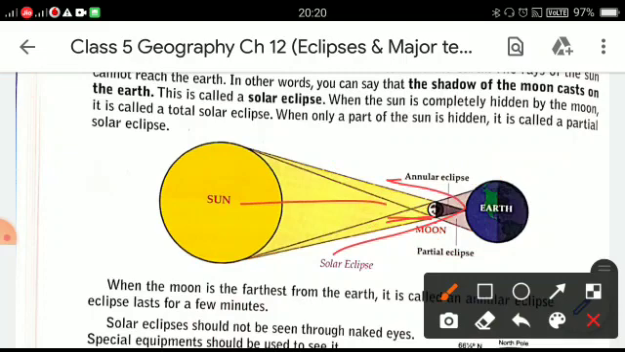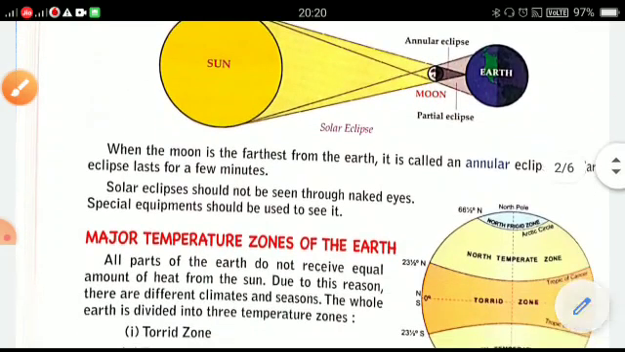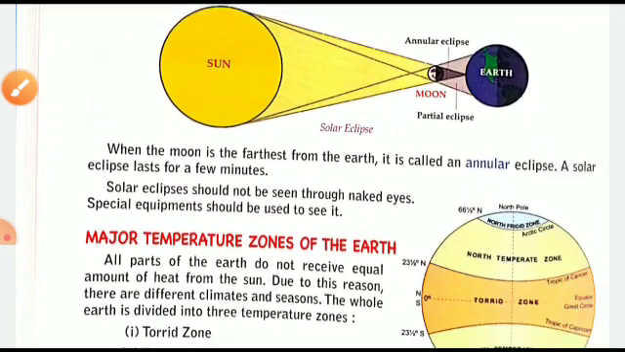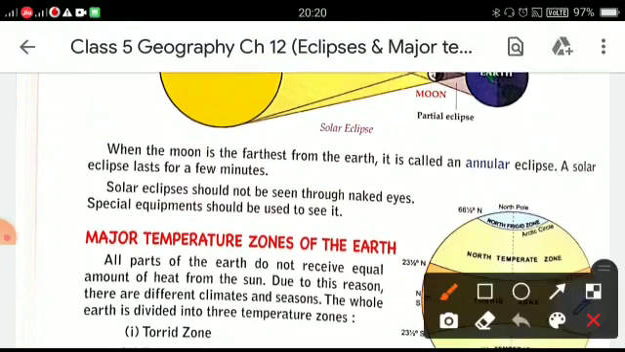When the sun is completely hidden by the moon, it is called a total solar eclipse, and when only a part of the sun is hidden, it is called a partial solar eclipse. When the moon is farthest from the earth, it is called an annular eclipse. A solar eclipse lasts for a few minutes.